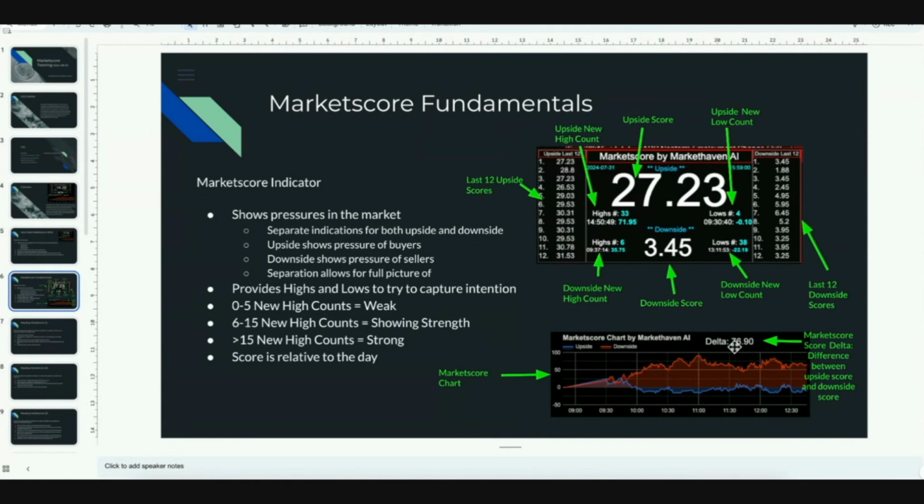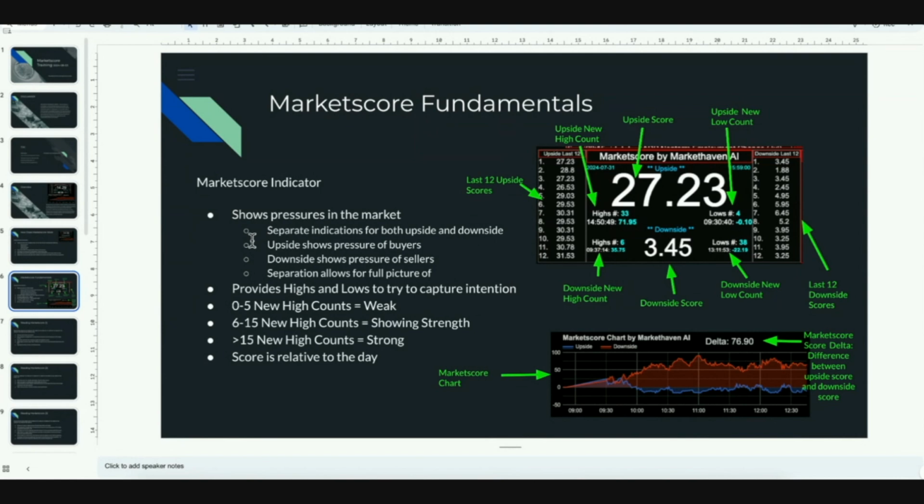And it may have actually even broken 100 today. I'm not sure off the top of my head because this was done during the market, while the market was moving. So the indicator shows pressures in the market. Separate indicators for both upside and downside. Upside pressure shows pressure of buyers. Downside shows pressure of sellers.